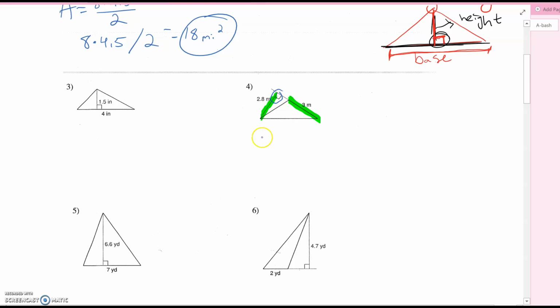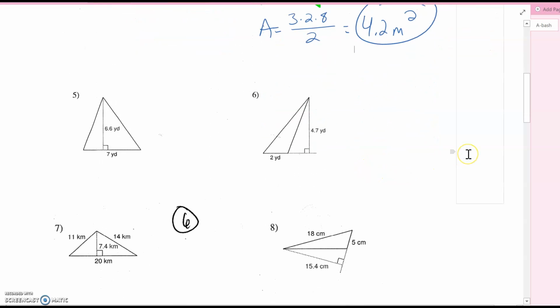Okay, so for this one here, area is just going to equal 3 times 2.8 divided by 2, which is something like 4.2 meters squared. All right, for this next one, I'm going to have you guys do number 6. Go ahead and do that one and let me know what you get. All right, base and height connected at the 90. Area equals 2 times 4.7 divided by 2, which is 4.7.